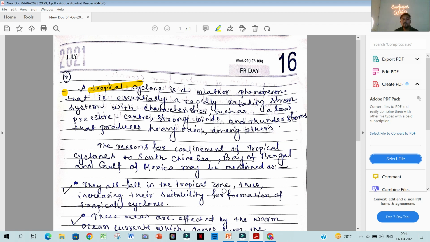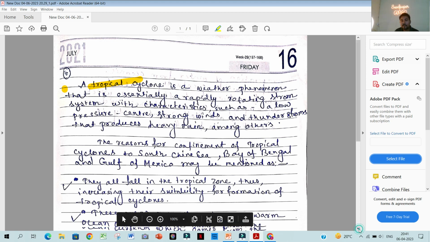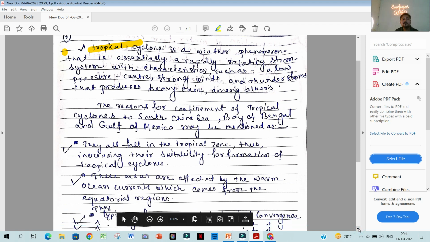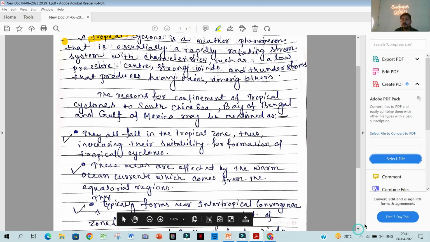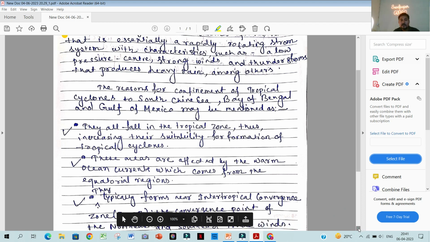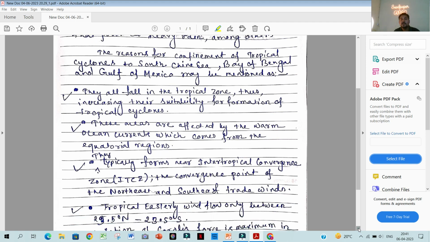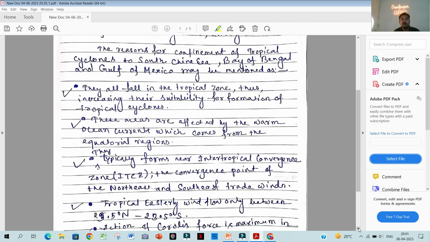Okay. Now I will come to the main part: the reasons for the large confinement of tropical cyclones in these areas, the South China Sea, Bay of Bengal and Gulf of Mexico. Number 1, they fall in the tropical zone, thus increasing their suitability for the formation of tropical cyclones. You can write this in about 150 words.